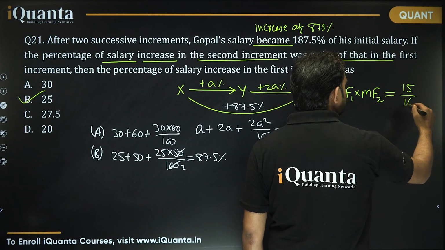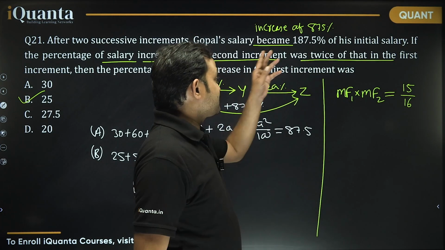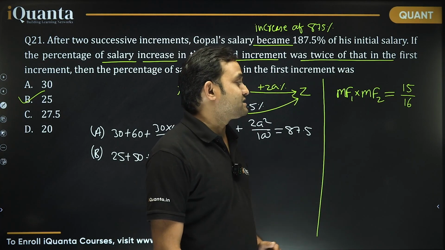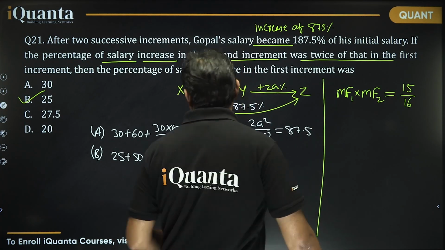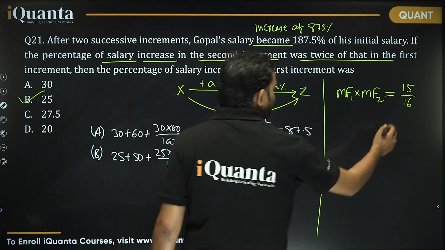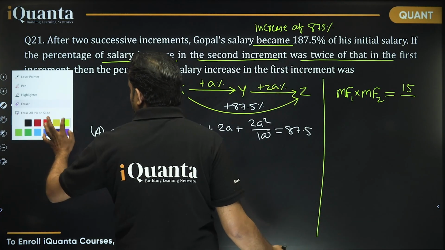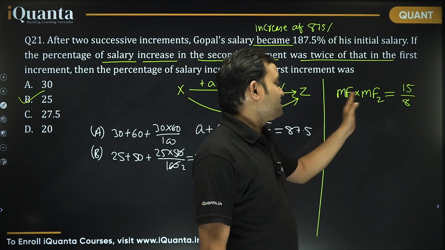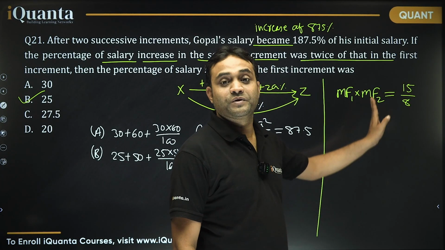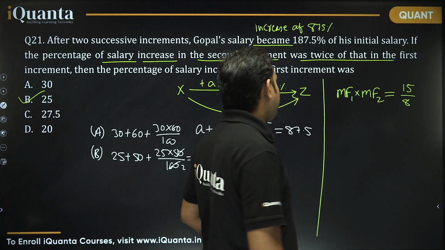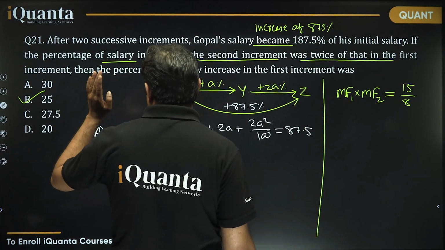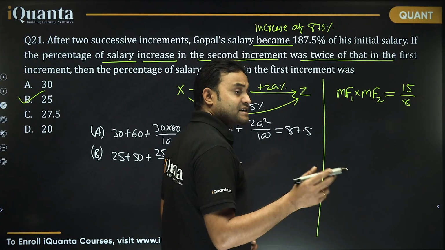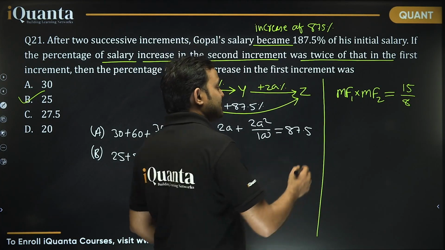What is 187.5%? It's nothing but 15 by 16, right? Because 87.5% is 7 by 8. So 1 plus 7 by 8 is 15 by 16. Sorry, 15 by 8, not 16. So it will be 15 by 8. So what should be our percentage change such that the product of these two should become 15 by 8? So if I take 30, then the multiplication factor of 30% increase is 13 by 10.